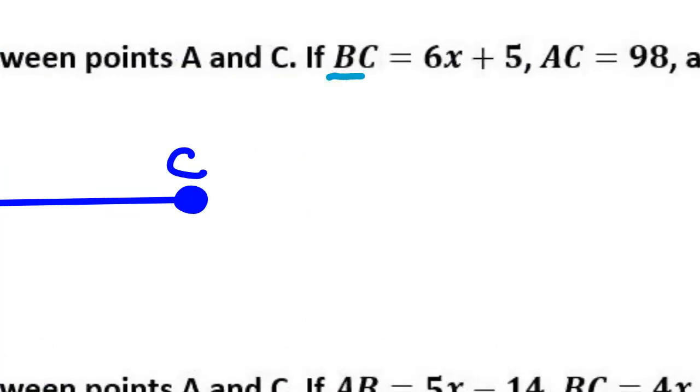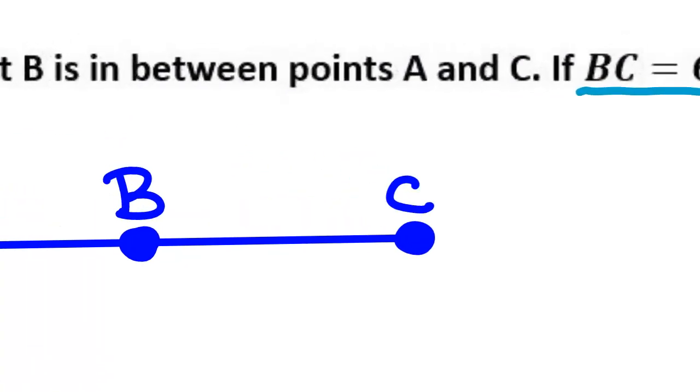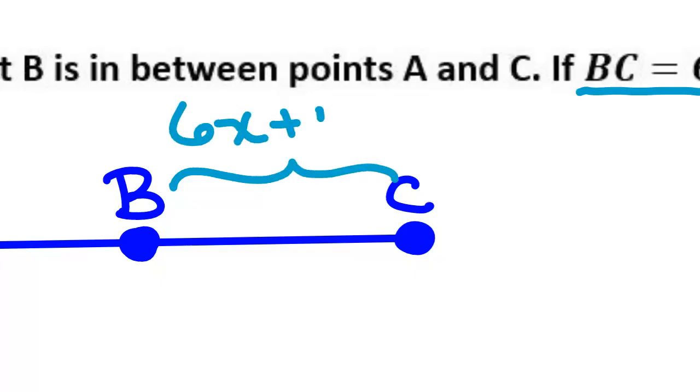And then it says that BC is 6x plus 5. So from B to C, 6x plus 5.